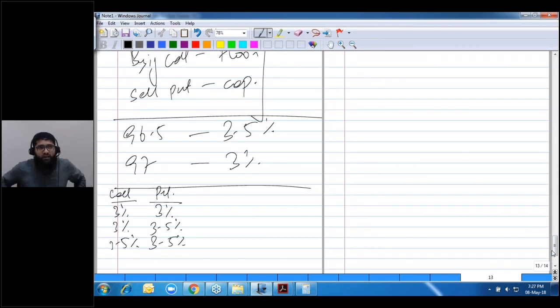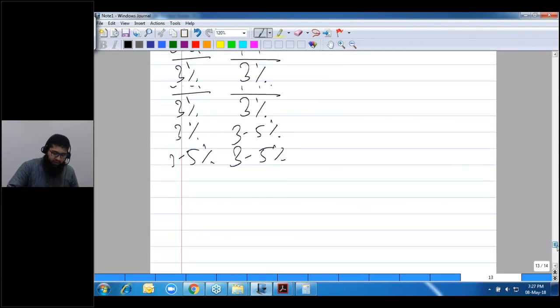So how can we create a collar? We can have a call at 3% and put at 3%. We can have a call at 3% and put at 3.5%. We can have a call at 3.5% and a put at 3.5%. So these are the various combinations that we can use in order for the collar hedge to be constructed.